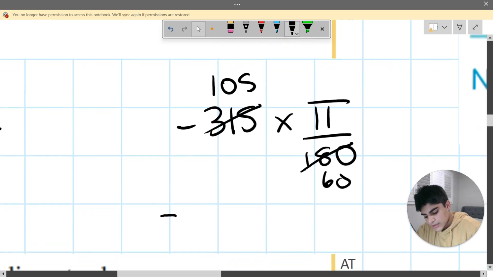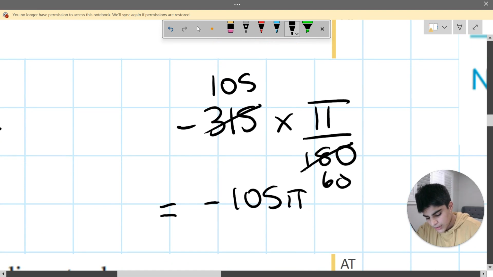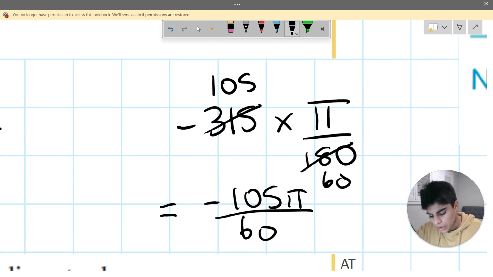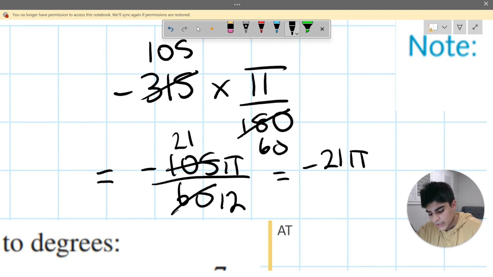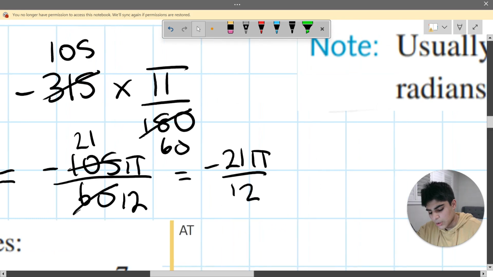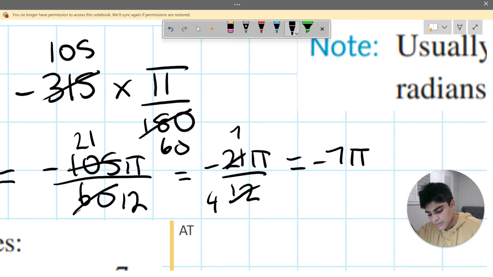105. This equals negative 105 pi over 60. The common factor is 5, 12, 21. This equals negative 21 pi on 12. Common factor here is 3, 4, 7. This equals negative 7 pi on 4.